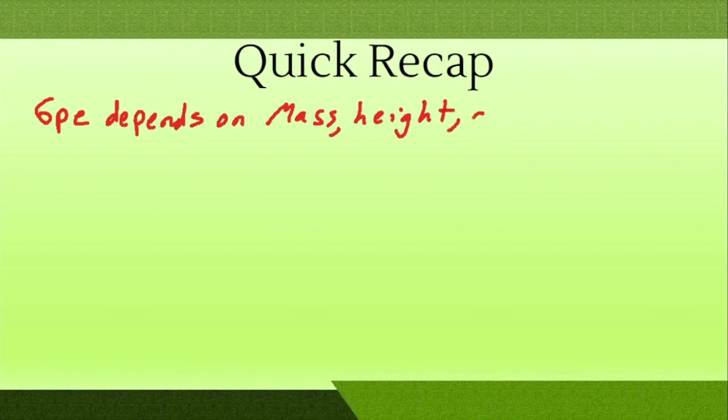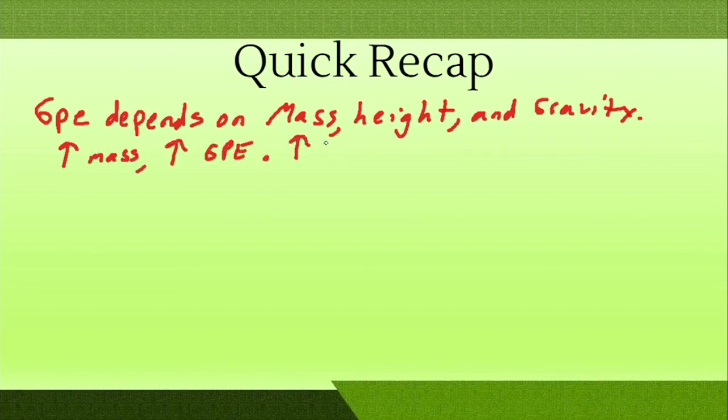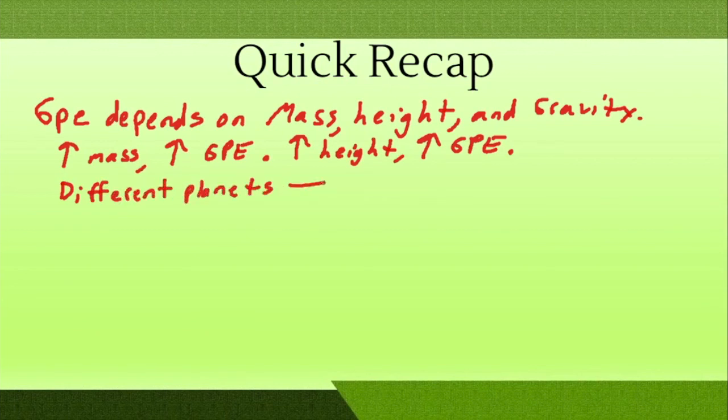All right, so let's review what we just talked about. We said that GPE depends on mass, height, and gravity. What does that mean? That means that as mass increases, we're going to have more GPE. And as height increases, we're going to have more GPE. Another thing this means is that on different planets, we're going to have different gravitational potential energies because different planets have different gravity.